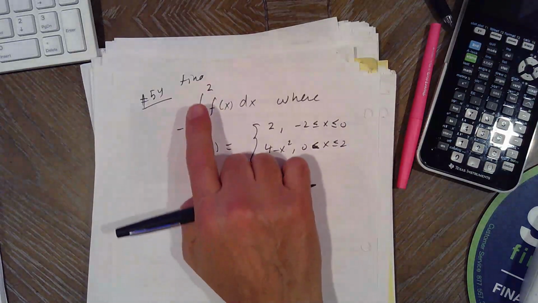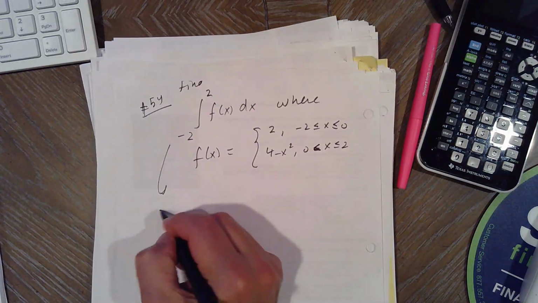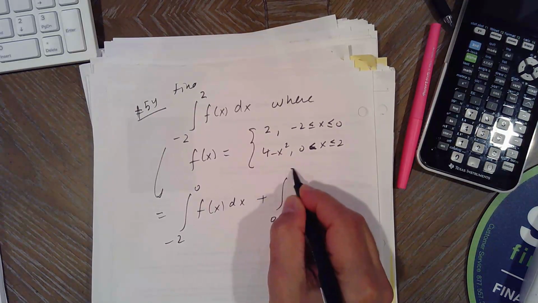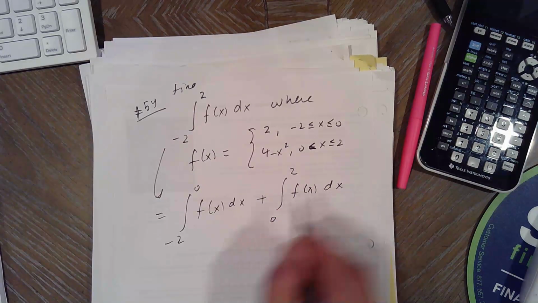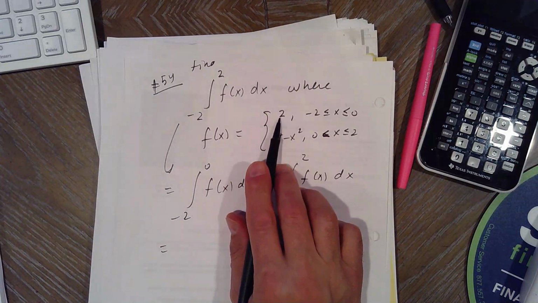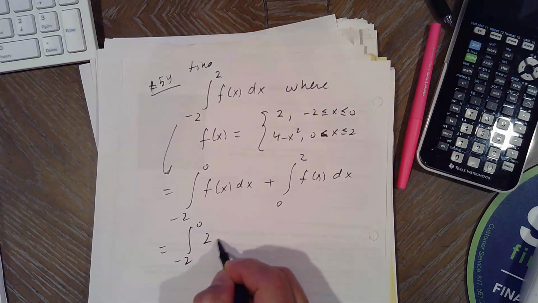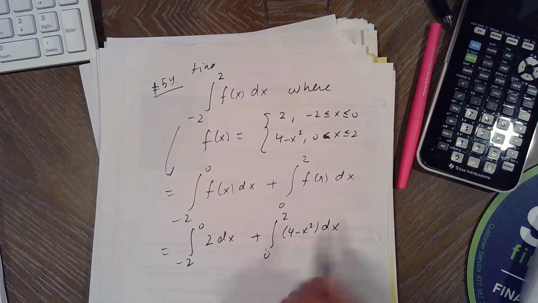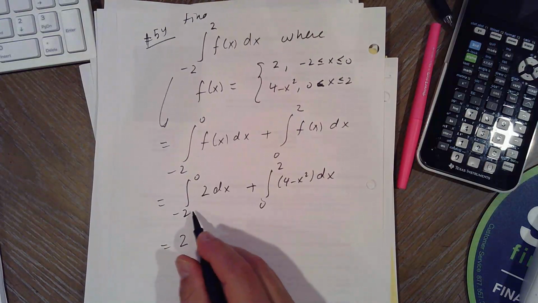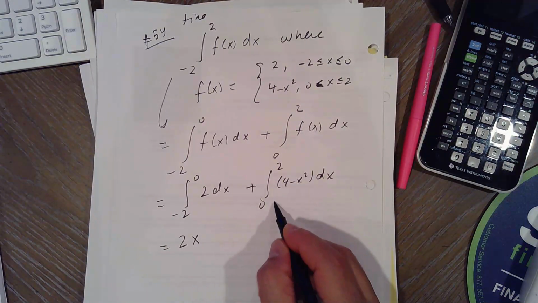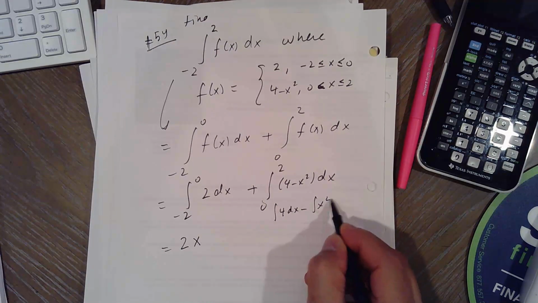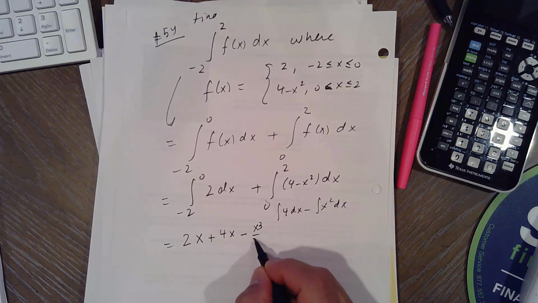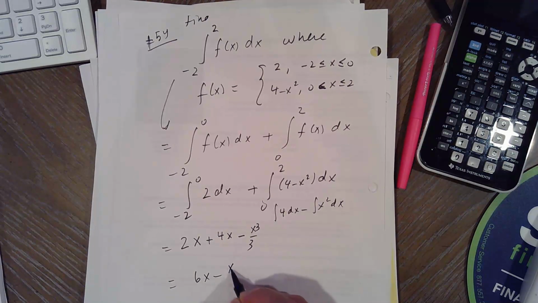Okay, so if we want to do -2 to 2, we split it: the integral from -2 to 0 of f of x plus the integral from 0 to 2 of f of x dx. From -2 to 0, f of x is 2, so 2 dx, plus from 0 to 2, f of x is 4 minus x squared. So this would be 2 outside, the integral of 1 dx is x. For the other, if you break it down, it's 4 dx minus x squared dx, which would be plus 4x, and then minus x cubed over 3.